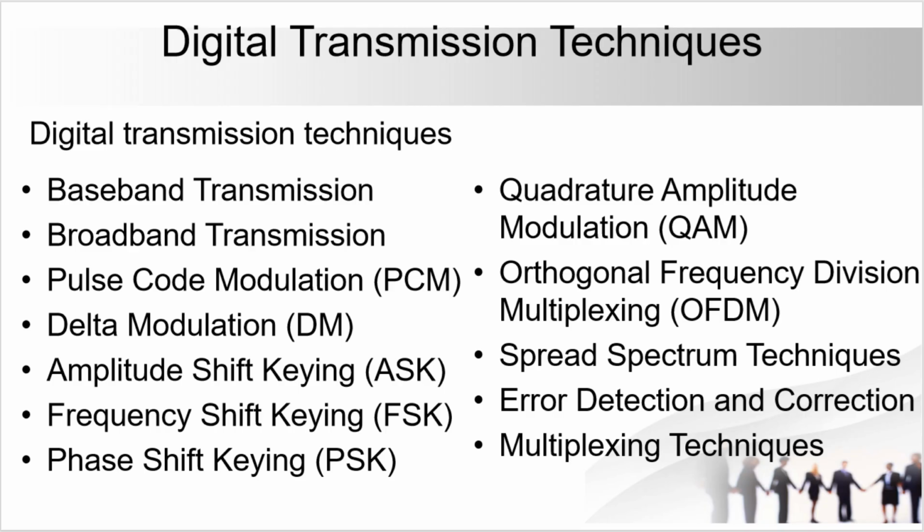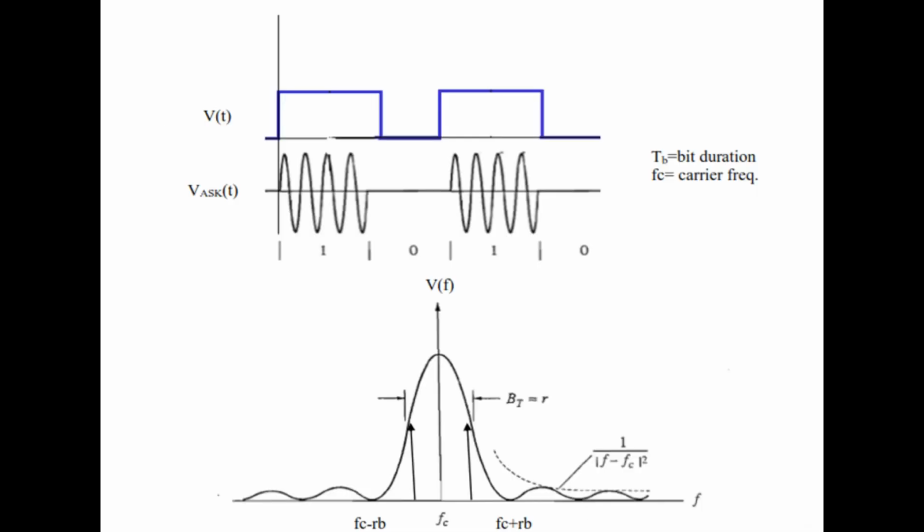So point number five, amplitude shift keying. We can call ASK. ASK involves varying the amplitude of the carrier signal to represent digital data. Binary ASK uses two different amplitudes to represent 0 and 1.